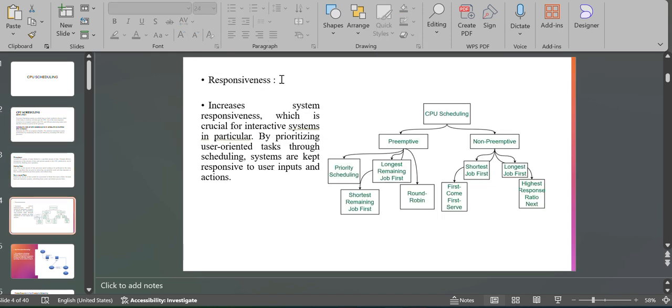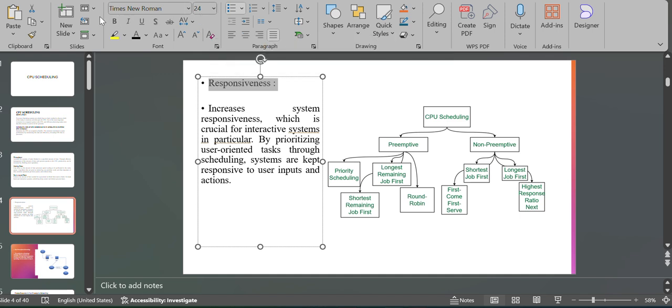And here you can see responsiveness, the fifth one. Responsiveness increases system responsiveness, which is crucial for interactive systems in particular. By prioritizing user-oriented tasks, scheduling systems are kept responsive to user input and actions.